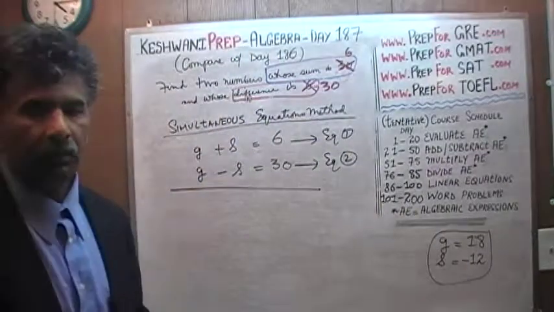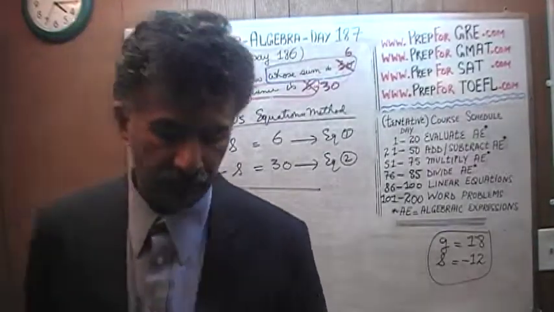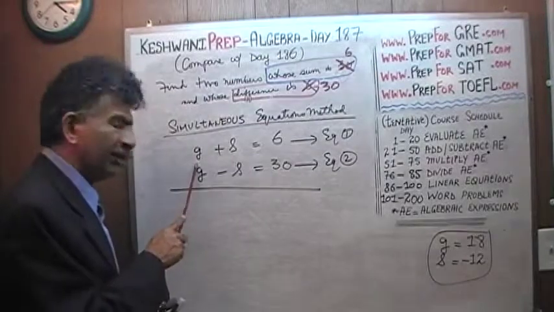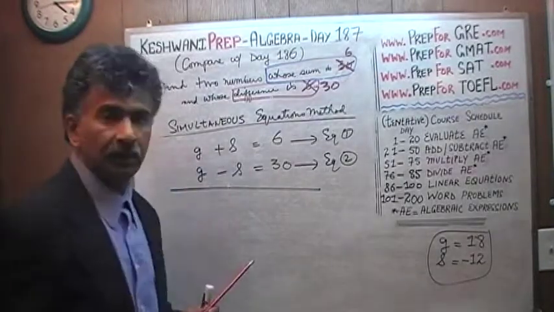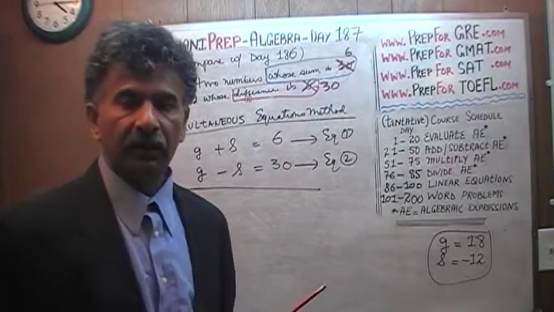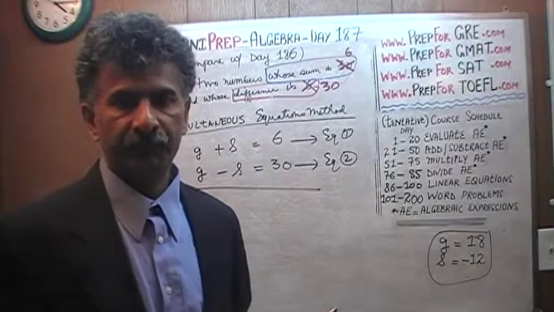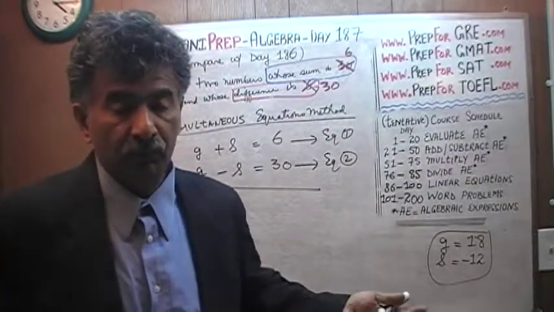And they are called simultaneous equations. Why are they called simultaneous equations? Because whatever value we claim that g equals, and whatever value we claim that s equals, has to satisfy both of these equations simultaneously. What does it mean to satisfy an equation? It has to hold true for it.